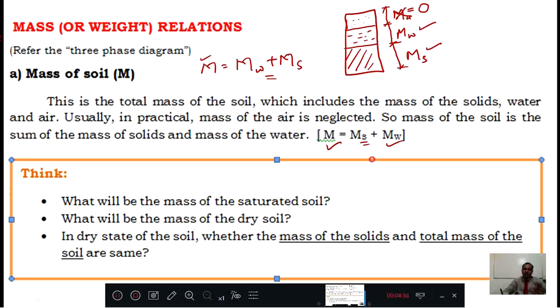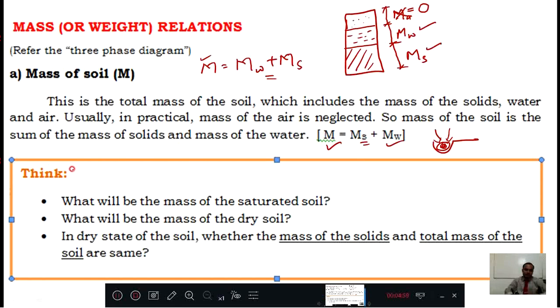Mass of soil: when you bring some soil, what do you bring? You bring both the mass of water and the mass of solids. When you bring a dry soil, you will bring only the mass of solids. When you bring a wet soil, we will bring the mass of water and the mass of solids. Understood?